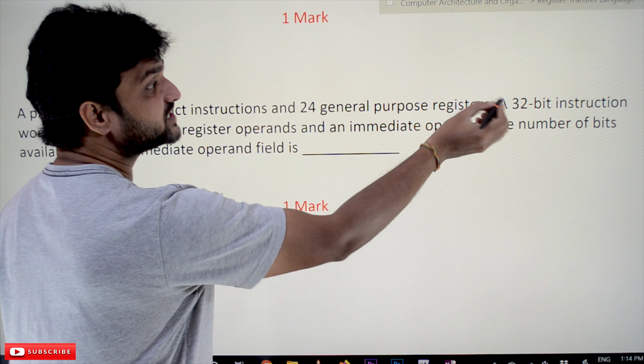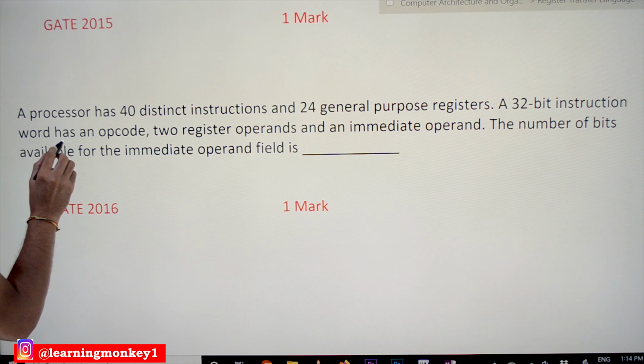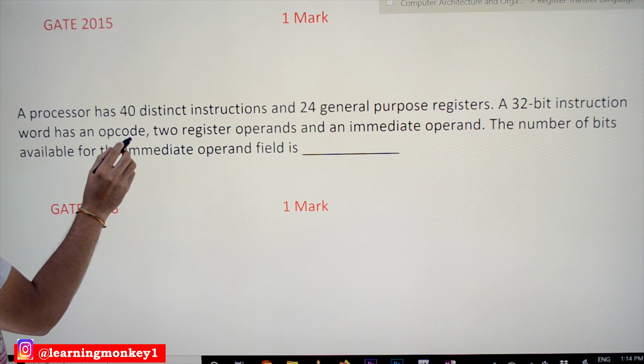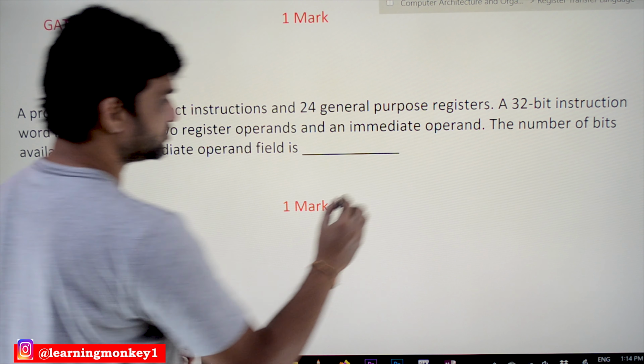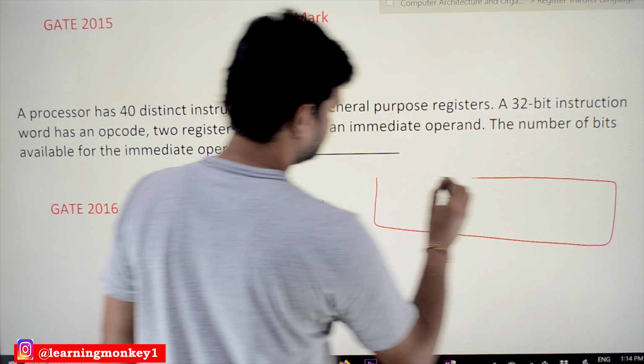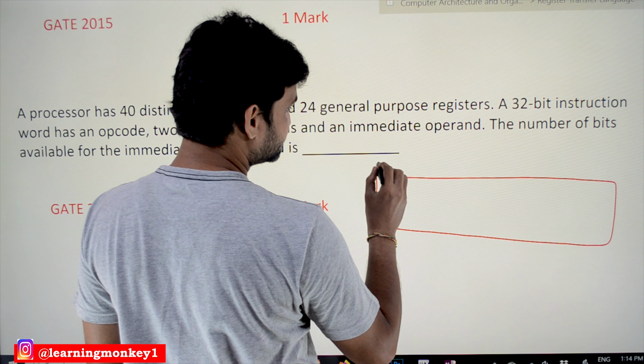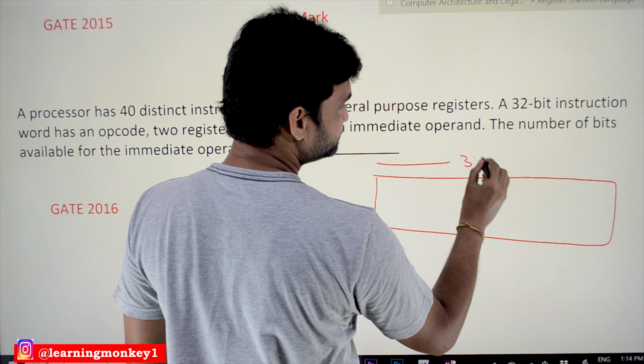A 32-bit instruction, so the instruction size is a 32-bit word, and it has an opcode. So let's try to understand with a diagram. So this is our instruction, and this instruction is of size 32 bits.